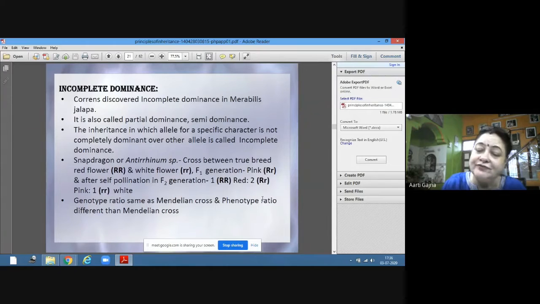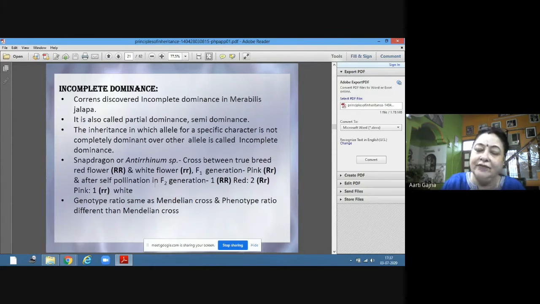But the phenotypic ratio was different from the Mendelian cross. The Mendelian cross phenotypic ratio was 3:1, whereas in this cross the phenotypic ratio is also 1:2:1. That means 25% were red flowers, 50% were bearing pink flowers, and 25% were bearing white flowers. So what is the phenotypic ratio?